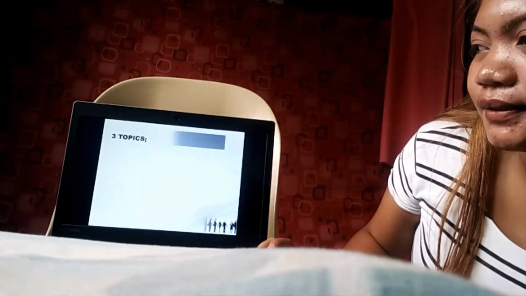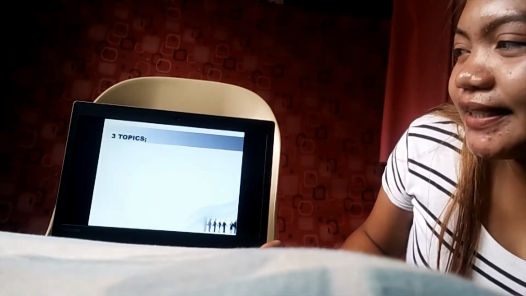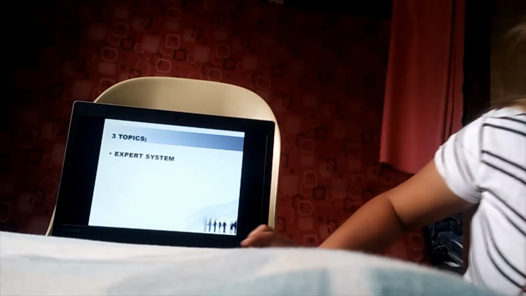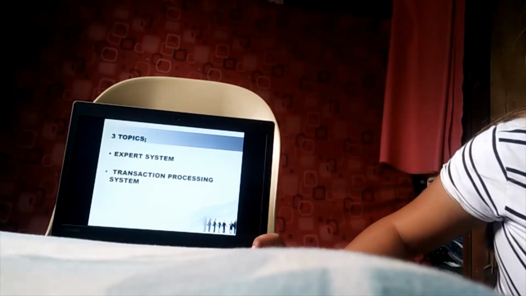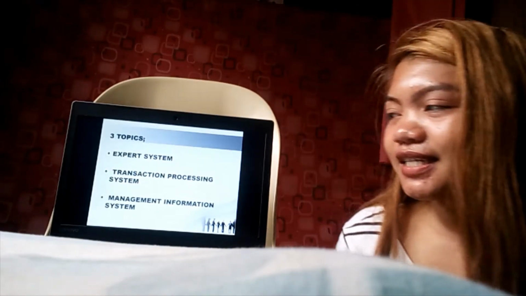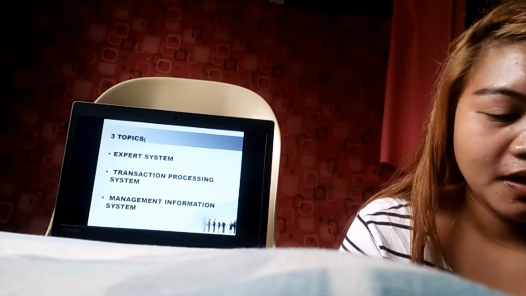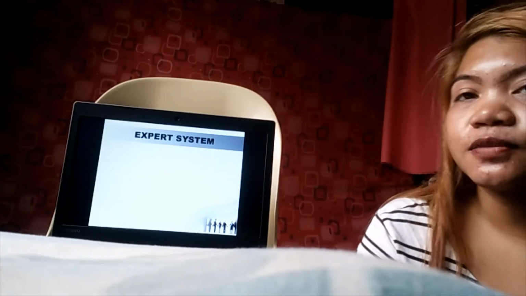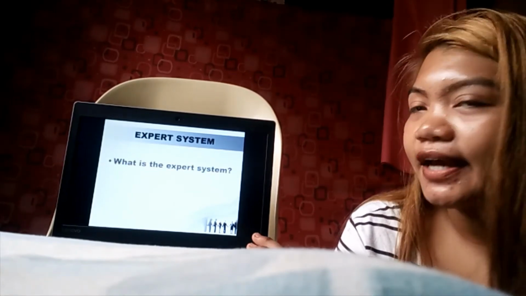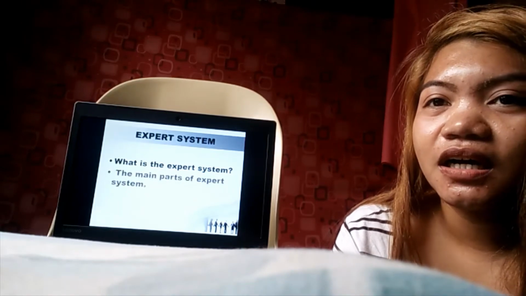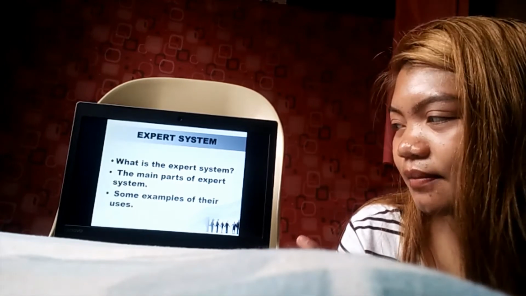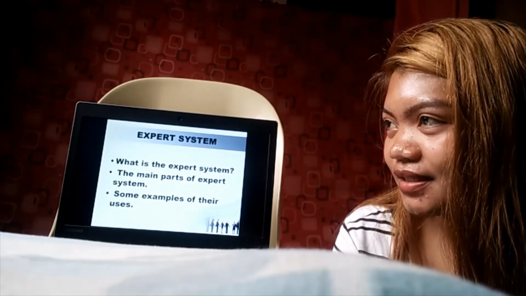So, I will tackle three topics of management information system. First is the expert system. Next is the transaction processing system. And the next is the management information system. So, first is the expert system. What is the expert system? Next is the main parts of an expert system, plus some examples of their uses.